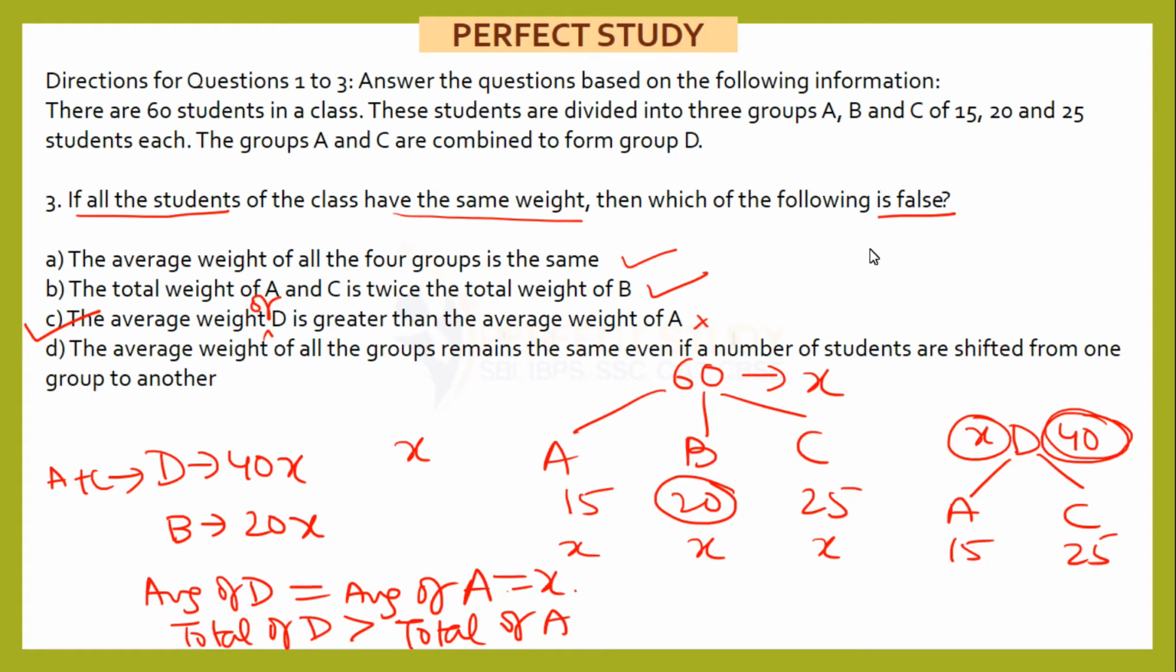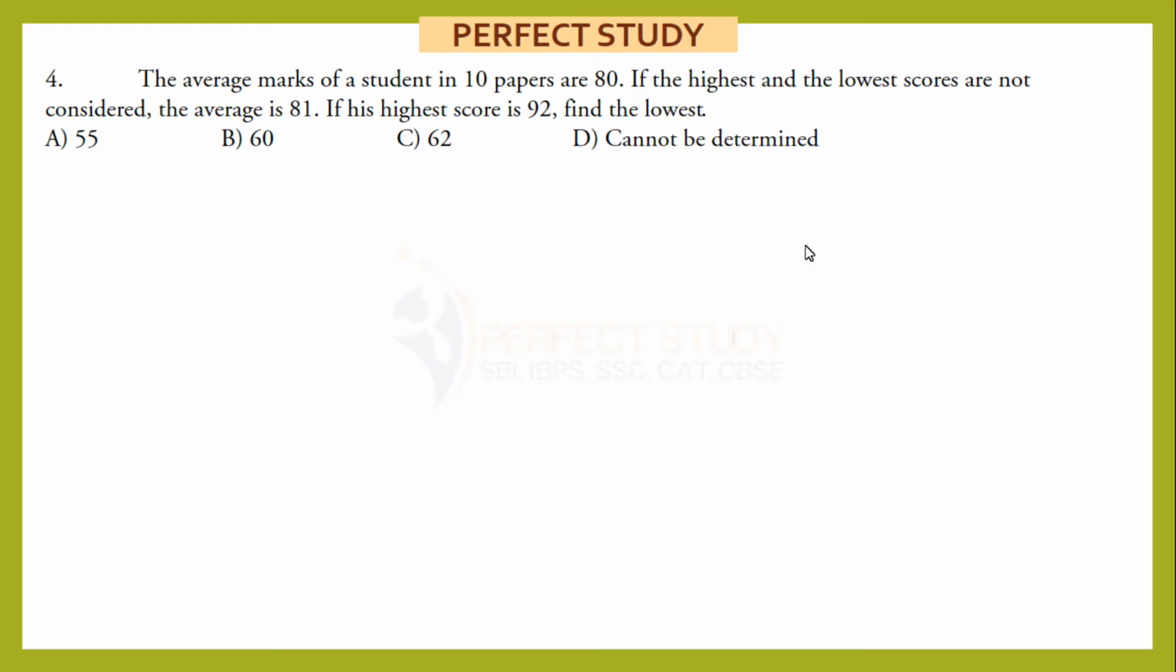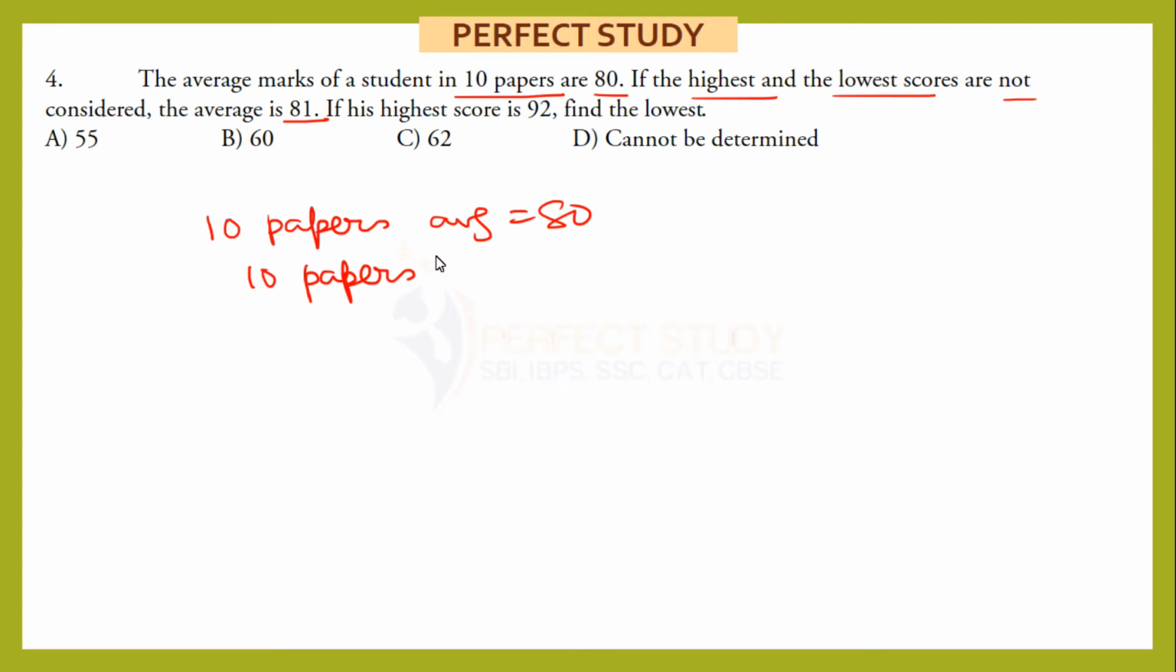Okay. Next. So these were the 3 questions based on one set. Now this is an independent question. The average marks of a student in 10 papers are 80. If the highest and the lowest scores are not considered, then the average is 81. If his highest score is 92, find the lowest. So in 10 papers, my average is 80. So what is my 10 papers total? It is equal to 80 into 10, that is 800.